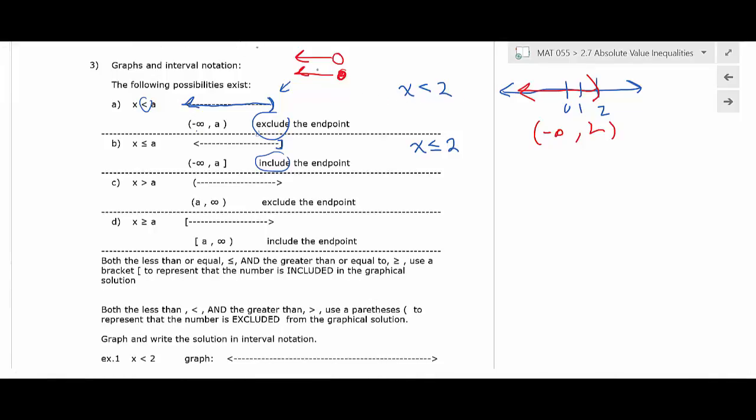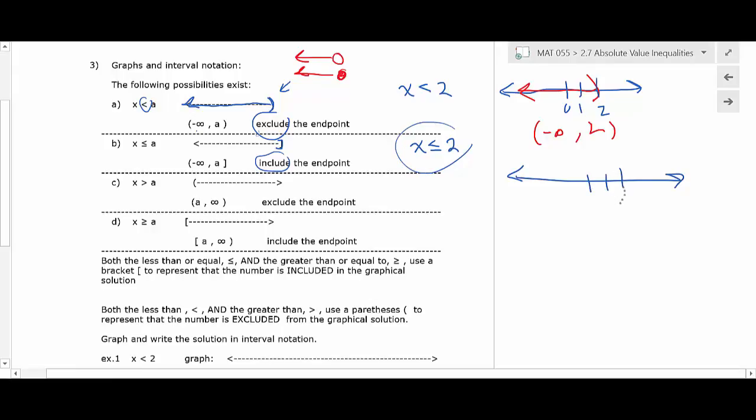If you had x is less than or equal to 2, well, then it would go like this. What you would do is a bracket this time, and that means that 2 is a solution to the problem. 2 is included. If you did the interval notation, you would go, okay, forever to the left, comma, and then ends in 2, includes 2. Now notice in that case I didn't put a bracket on infinity, and you never do.